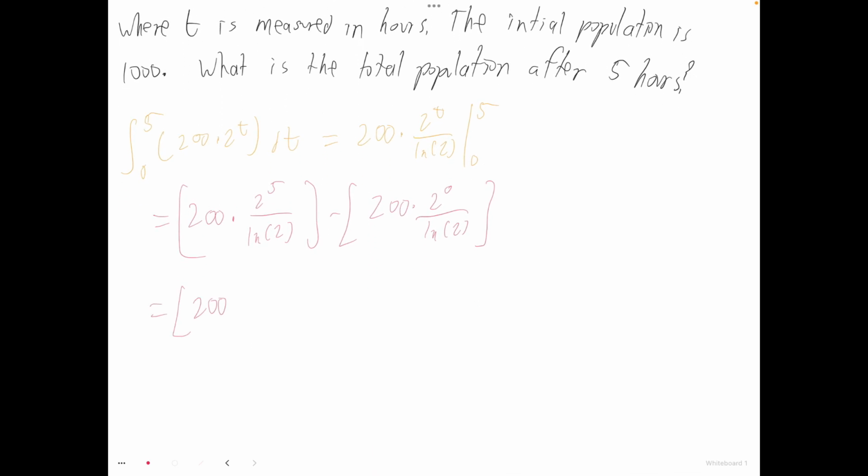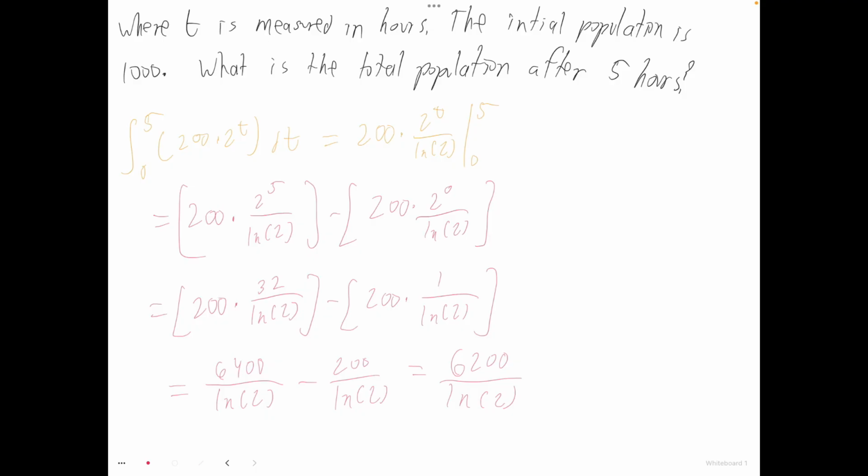So we have 200 times 2 to the 5th is 32, so 32 divided by ln of 2, minus 200 times 2 to the 0, which is just 1, so divided by ln of 2. So this is going to give us 6,400 divided by ln of 2 minus 200 divided by ln of 2, which is 6,200 divided by ln of 2. But now this number we just computed, 6,200 divided by ln of 2, that is the net change. And so this is the number of bacteria that have grown in the dish in those 5 hours.